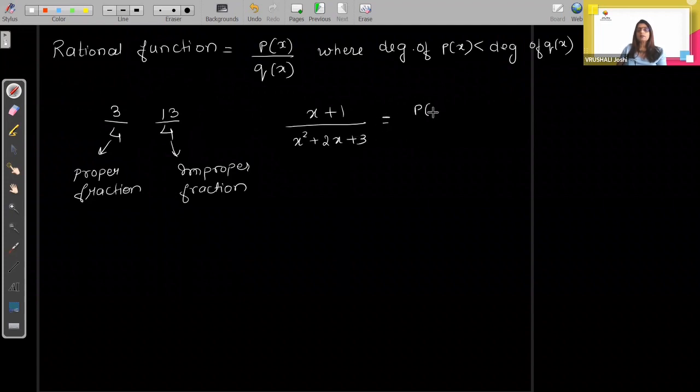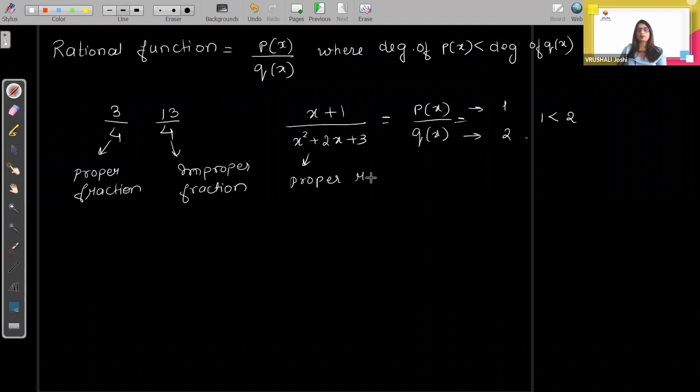Correct? This is p of x by q of x form. Can you tell me what is the degree of p of x? Degree of p of x is equal to 1 and degree of q of x is equal to 2. See, the degree of p of x is less than the degree of q of x. Correct? Then this becomes a proper rational function.